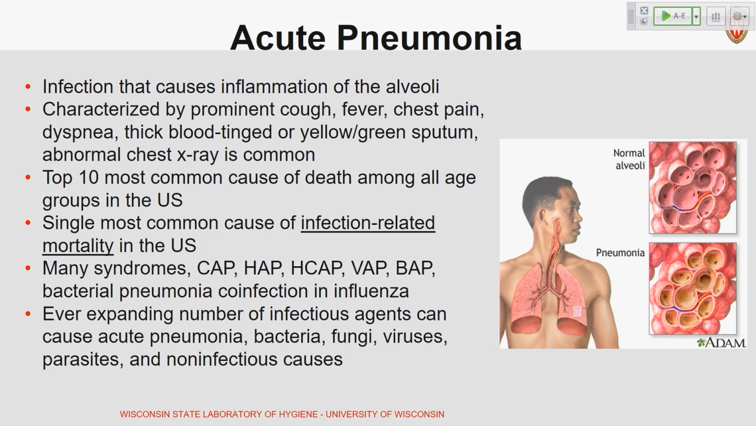Also worth noting for acute pneumonia, one of the single most common causes of infection-related mortality in the United States. So it is a big issue, which is why we probably have diagnostic testing looking for that. There are many syndromes associated with acute pneumonia. So you have community-acquired pneumonia, hospital-associated pneumonia, healthcare-associated pneumonia, ventilator-associated pneumonia.